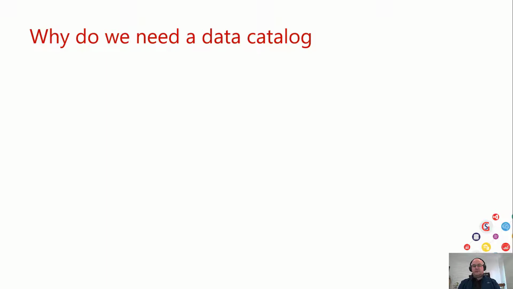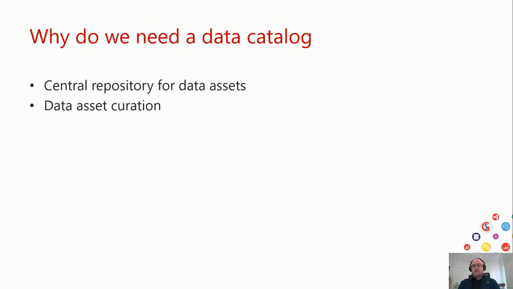Why do we need a data catalog? Typically, organizations are not able to centrally identify all the different datasets, reports, and other data products that exist in their organization. A data catalog is exactly that, a central repository for all data assets. A data catalog allows data stewards to curate the data assets. This could include descriptions at a dataset or even field level, as well as assigning glossary terms and classifying the type of data.